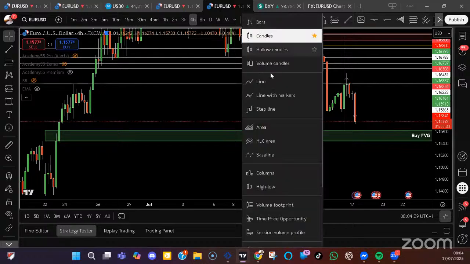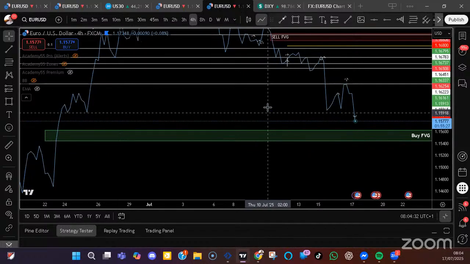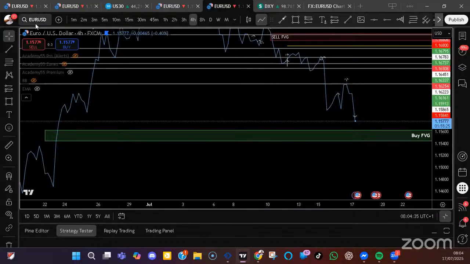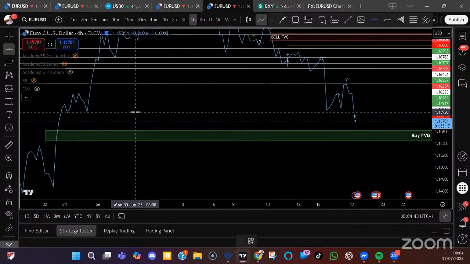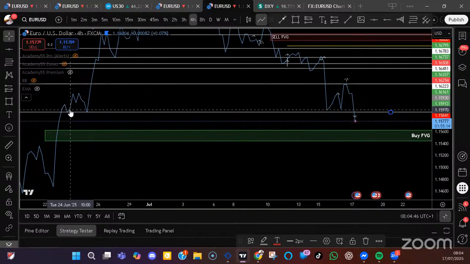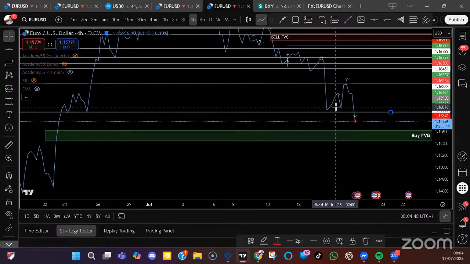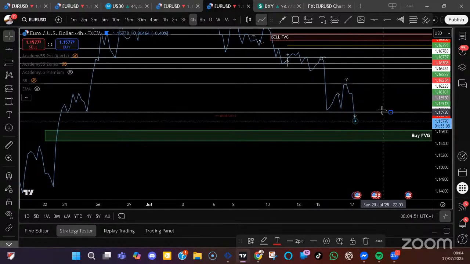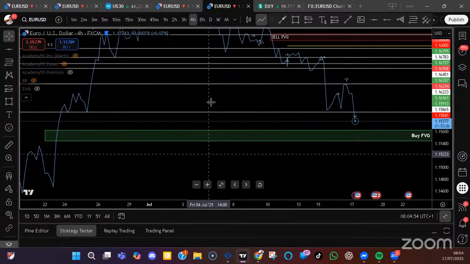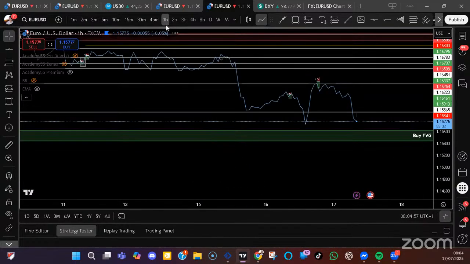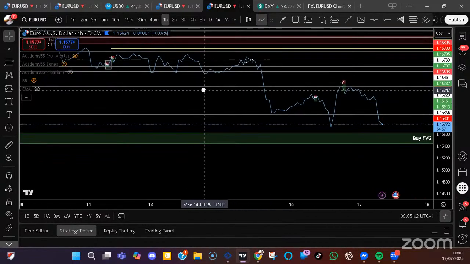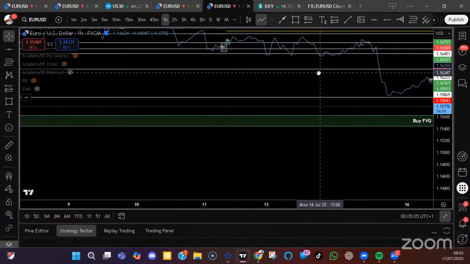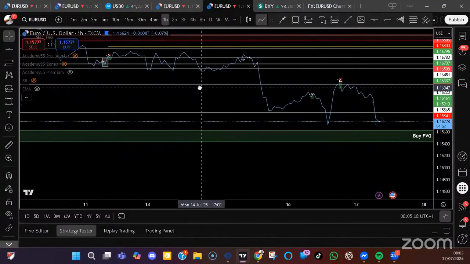let's turn it over to the line chart. Any significant line? Yes, there is. Just here is a line to watch out for. Just about there. See resistance, resistance, resistance, resistance. So that line there is obviously fairly important. Turn it over to the hourly. So that's all good.